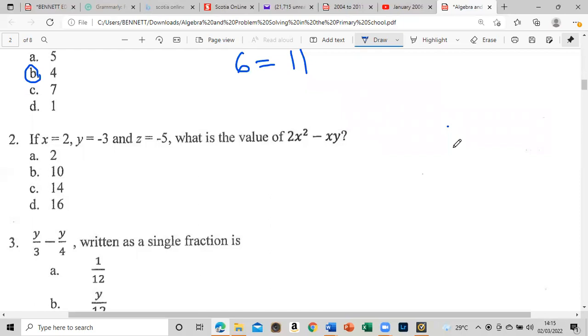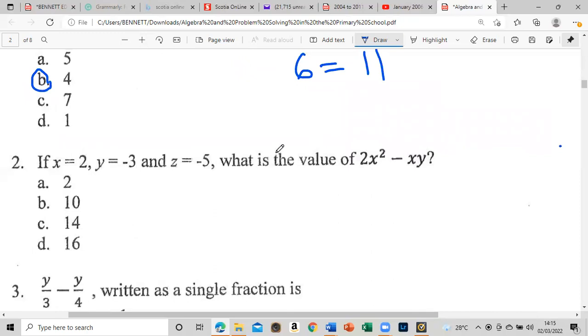Alright, so x is 2, so this is what we call substitution. All we have to do is just substitute the values. Let's substitute the values. It says 2x squared, so that's 2, x is positive 2, as that was given, and we square it.